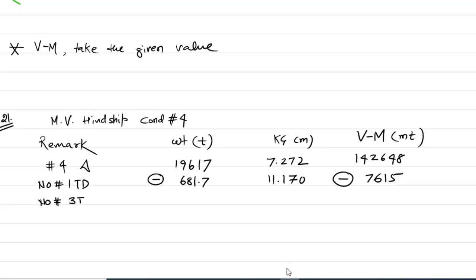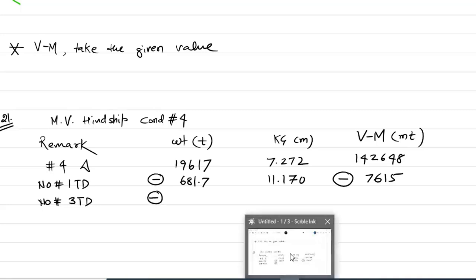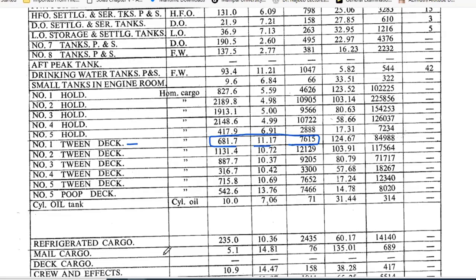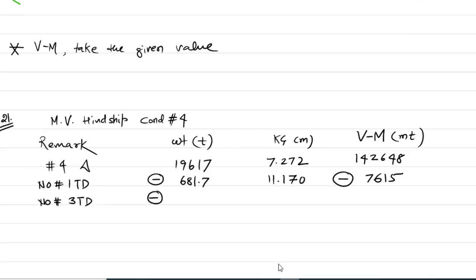Number 3 twin deck. We are discharging from number 3 twin deck also. Minus, right. Minus will come back here. Number 3 twin deck, this one. 887.7. इतना हमने निकाल दिया. 887.7, KG 10.37, vertical moment 9205.